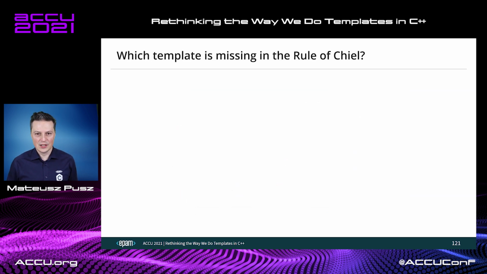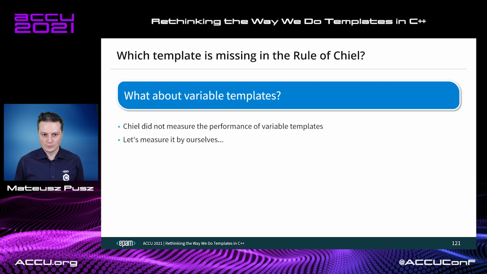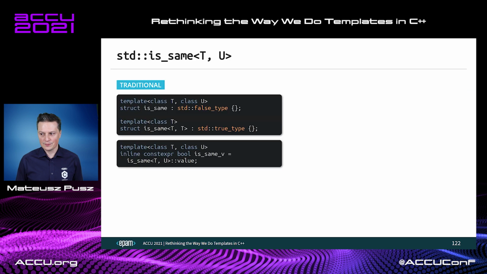One of the templates is missing in the Rule of Chiel. There are no variable templates there, right? But probably at the point where he was doing the measurements, variable templates were quite new to the language. So let's measure them by ourselves.